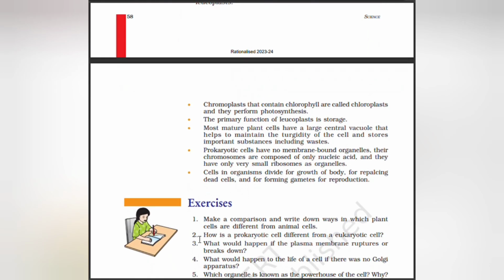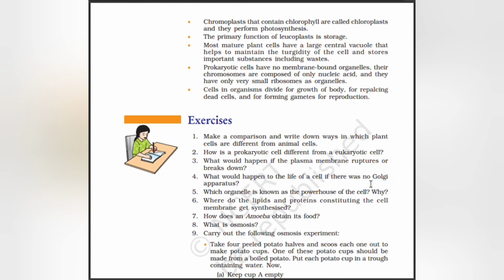leucoplast. Chromoplasts that contain chlorophyll are called chloroplasts and perform photosynthesis. The primary function of leucoplast is storage. Most mature plant cells have a large central vacuole that helps to maintain the turgidity of the cell and stores important substances including waste. Prokaryotic cells have no membrane-bound organelles. The chromosomes are composed of only nucleic acids and have only very small ribosomes as organelles. Cells in organisms divide for growth of the body, for replacing dead cells, and for forming gametes for reproduction.